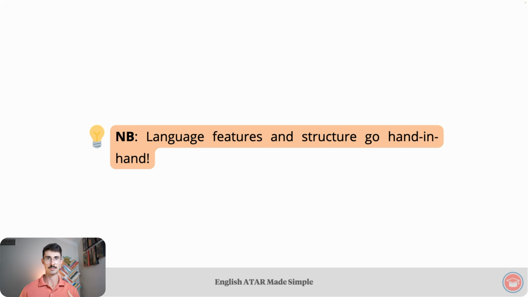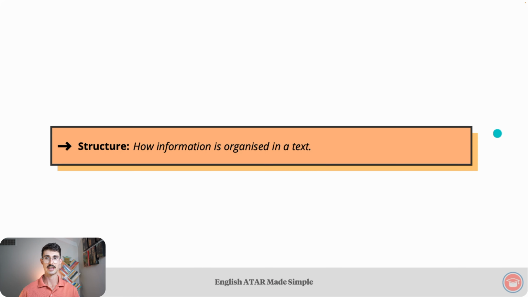Before we get to those examples, we've looked at the SCASA or the glossary definition of structure. How about the English ATAR Made Simple definition of structure? We're going to keep it nice and simple. Structure simply refers to how information is organized in a text. I don't know about you, but I prefer the simplicity of that definition over the wordiness of the SCASA one. That's our definition.